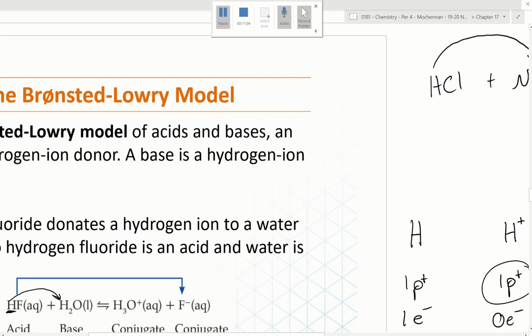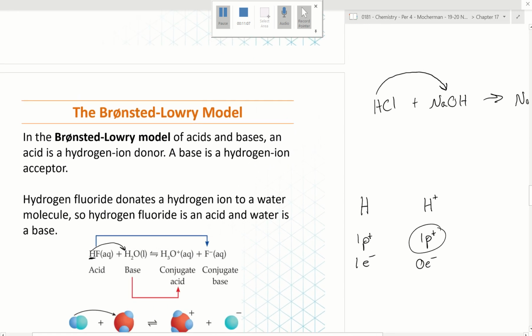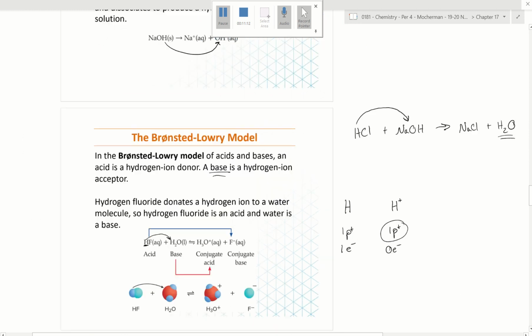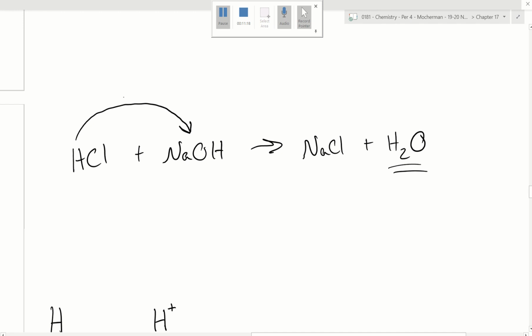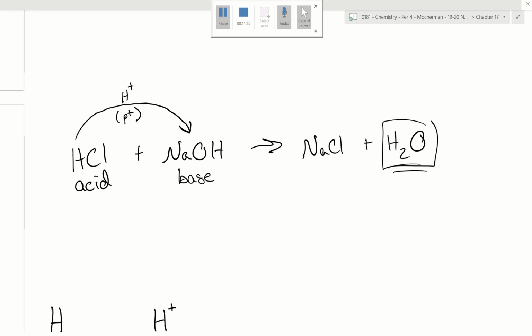Well, in the Bronsted-Lowry definition, a base is a proton or hydrogen ion acceptor. So if we go back to our reaction, this is my H+, which is basically just a proton, being donated from the HCl, which makes this the acid. And the NaOH is accepting that proton, which makes it the base. When it accepts the proton, we have water forming, and then the sodium and the chlorine join together to make the salt.